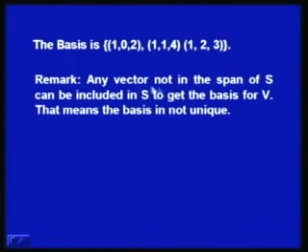Remark: any vector not in the span of S can be included in S to get a basis for V. I have taken (1, 2, 3) in this set to form a basis, but any other vector can be taken instead of this vector, and that will be a basis. The only condition is that this third vector should not be in the span of these 2 vectors. That means the basis is not unique.